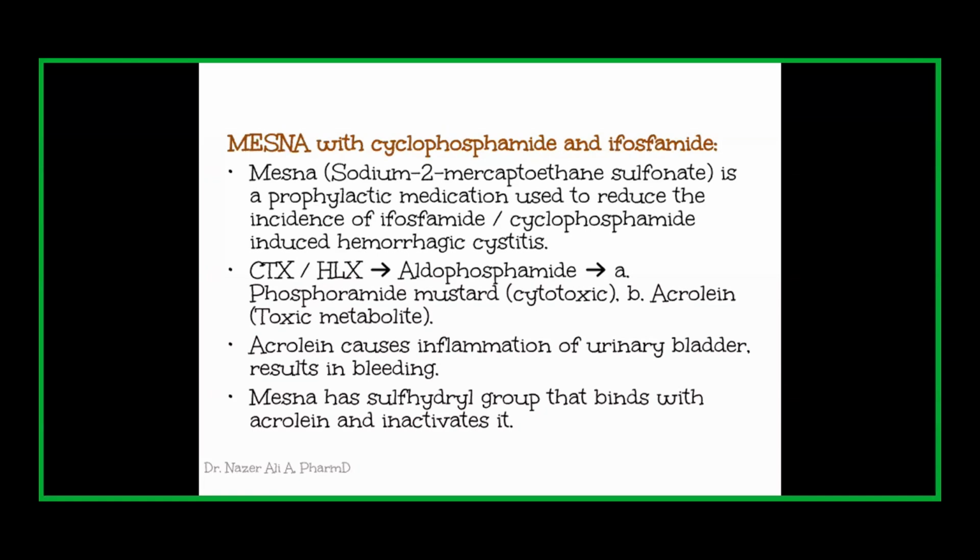It's a prophylactic medicine to reduce the incidence of cyclophosphamide or ifosfamide induced hemorrhagic cystitis. So what it will do, this mesna has the sulfhydryl group. This sulfhydryl group will bind with the acrolein and will deactivate it. It will inactivate the acrolein, so as a result, the hemorrhagic cystitis will be prevented.